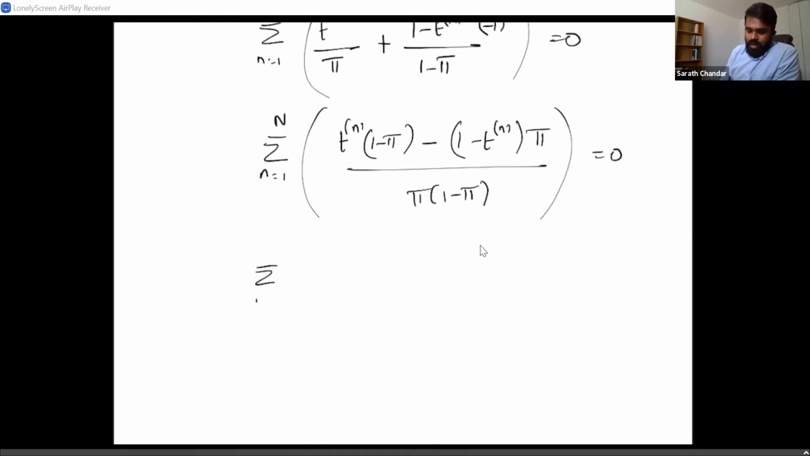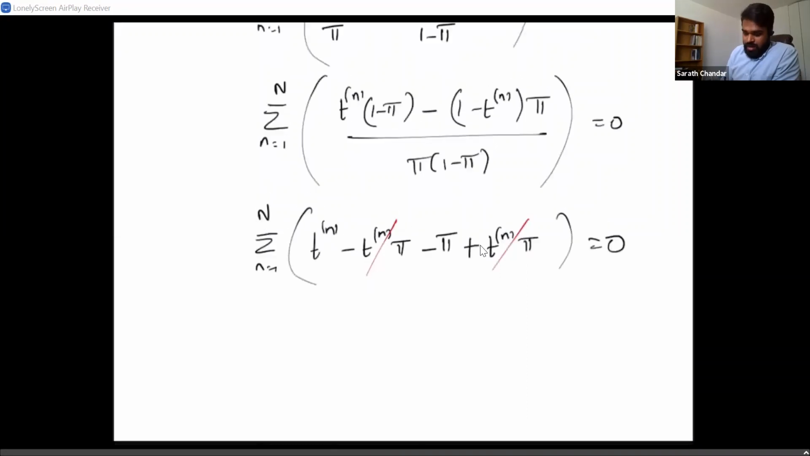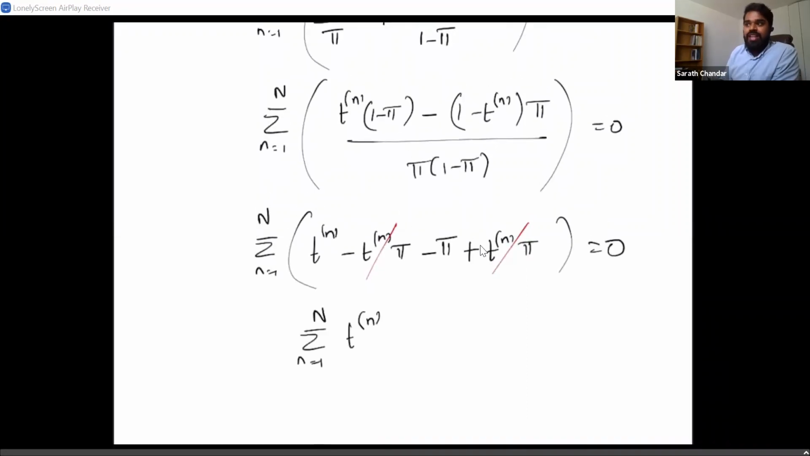So this becomes summation over n equals 1 to N of t_n minus t_n π minus π plus t_n π is equal to 0, right? So now these terms cancel. So we have summation over n equals 1 to N of t_n, and you have N times π, so minus N π, is equal to 0. Okay. So π is given by summation over n equals 1 to N of t_n divided by N.